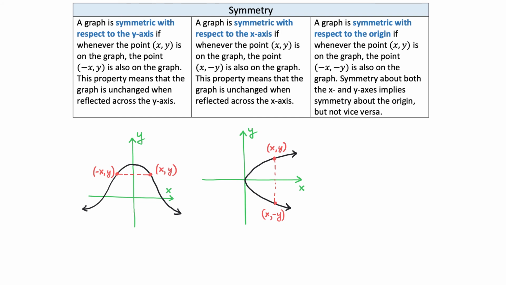Let's see an example. So here we have a graph that is going to be symmetric with respect to the origin, and that means that if we have a point on this graph with the coordinates x and y, then the point with the coordinates negative x and negative y will also be on this graph.